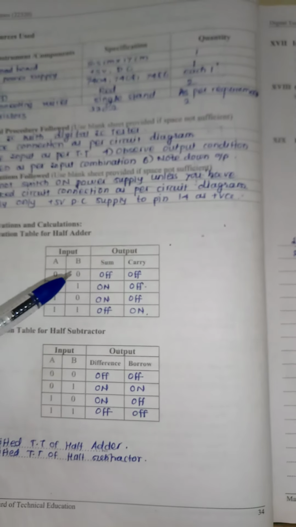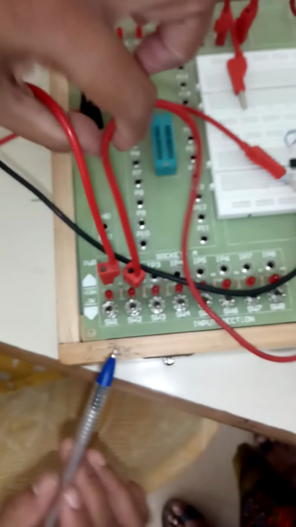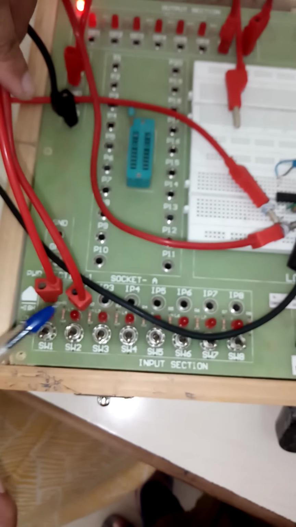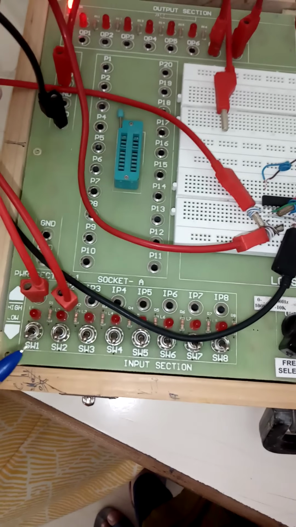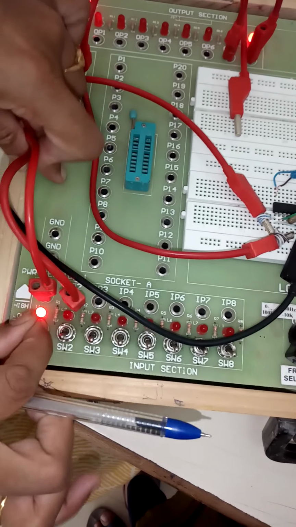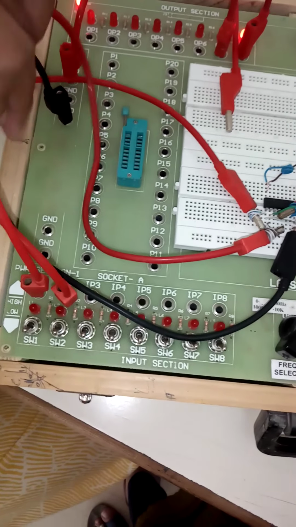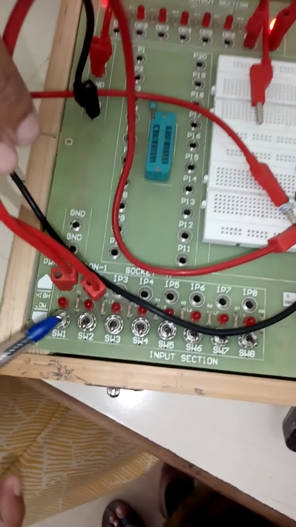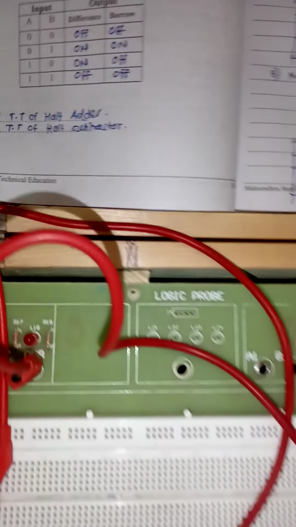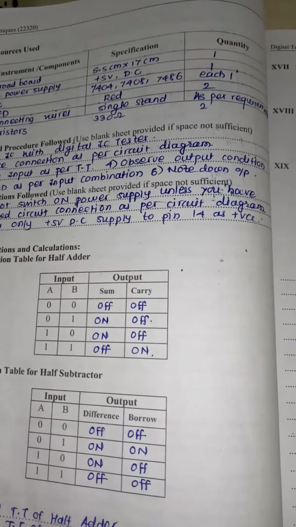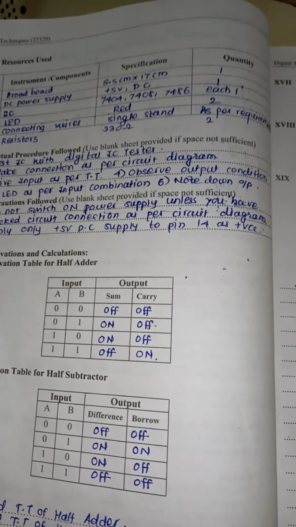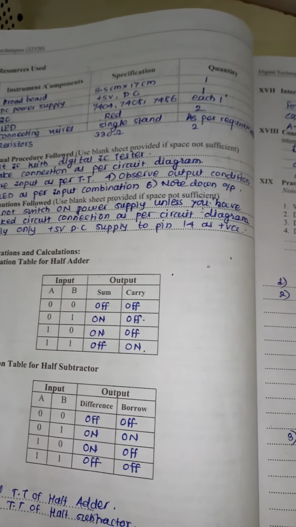Now we will observe this truth table on our circuit board. We will first apply the first condition. In first condition, both the inputs are 0, so we will give 0 0 over there. For that condition, you can observe both the outputs are 0. Means we have proven our first condition, that is for A and B 0 0, our sum and carry is also 0.